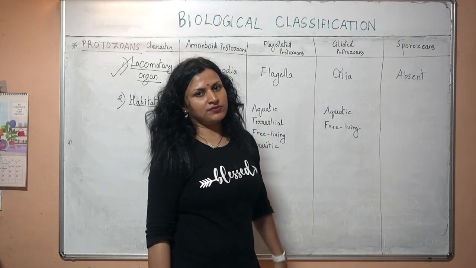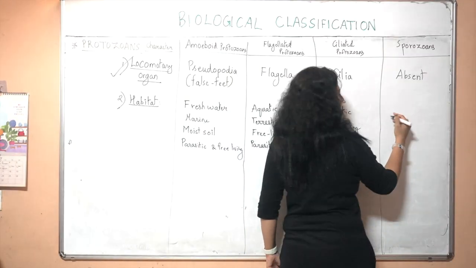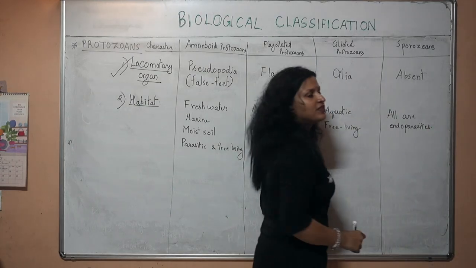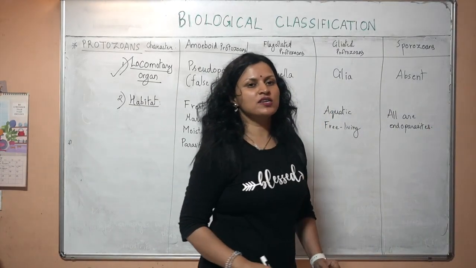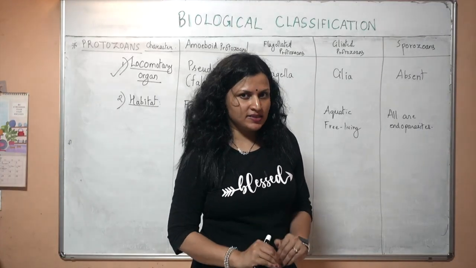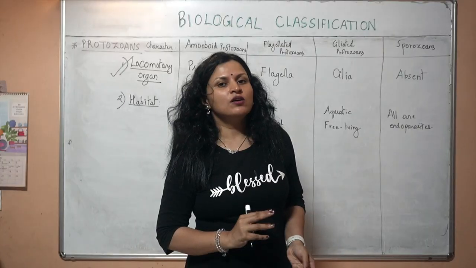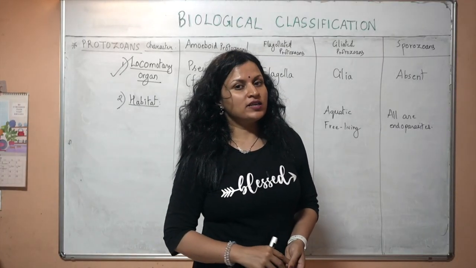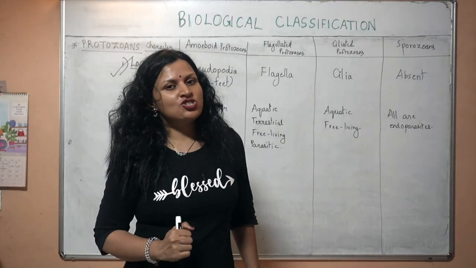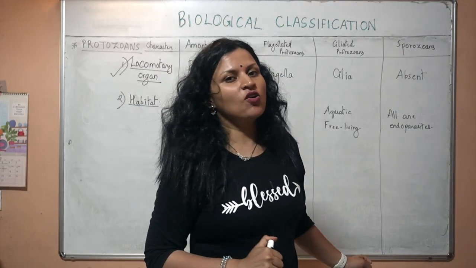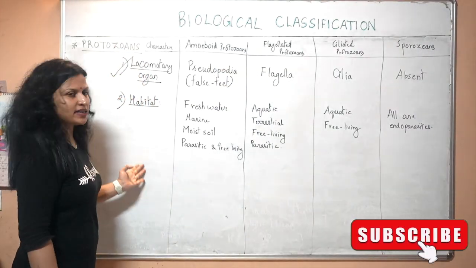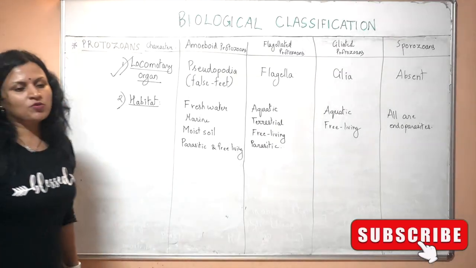Free-living by itself. And sporozoans are compulsorily all endoparasites. They are not free-living forms. They have to live in association with another organism. They are all endoparasites. They live inside the body of the host organism, not ectoparasites like louse, ticks, leech. These are ectoparasites. These are all endoparasites. Okay? No free-living forms. So these are the habitats of these 4 different types of protozoans.